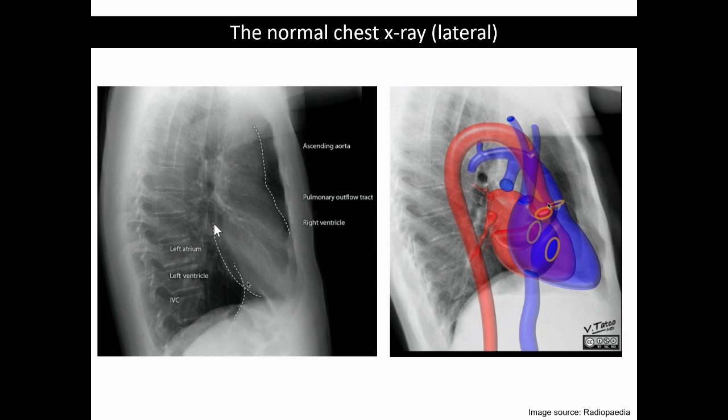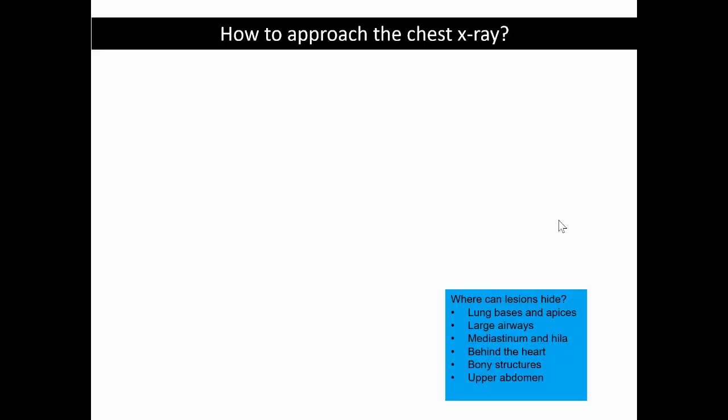Below them you see the left atrium, and even further down the left ventricle, and again below the heart there's an increased opacity which is caused by either some fat or the inferior vena cava. And if you look onto this right image, you can again see the projection of the heart and the great vessels as they appear on the lateral chest x-ray.